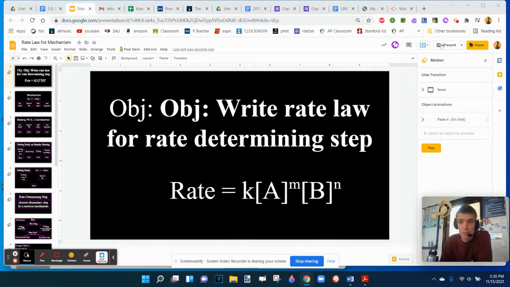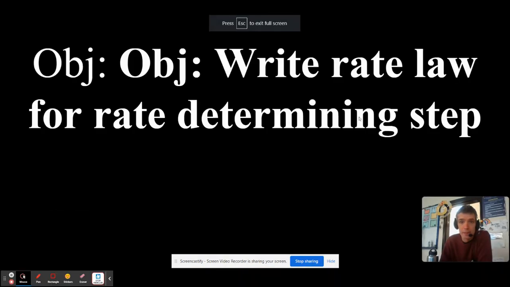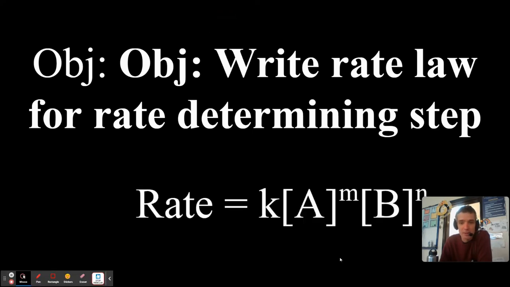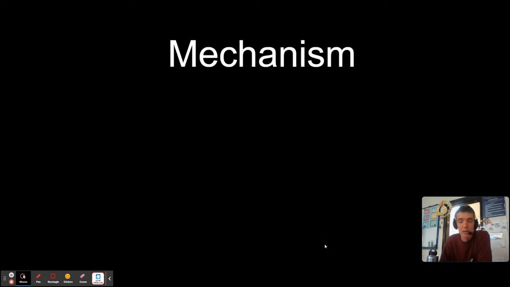A goal of this here is our objective. And, oh, I wrote objective twice. Rate law is this, all right? That formula for any reaction, all right? Now we're going to look at a mechanism.